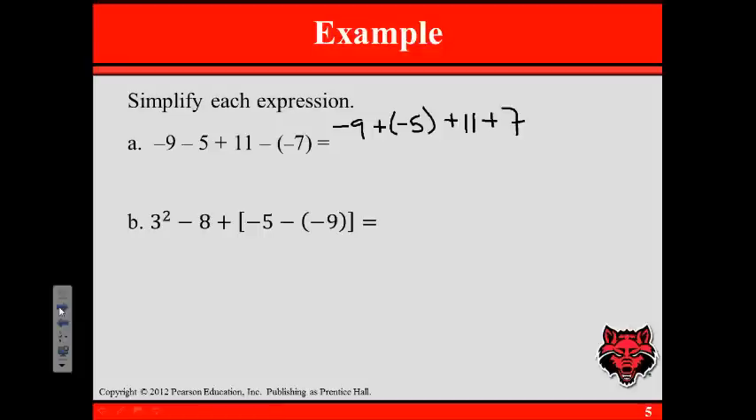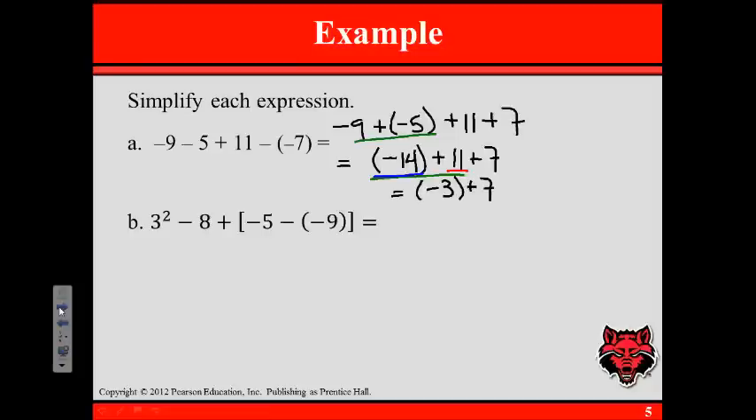Going through our order of operations, we have all additions, so we go from left to right. -9 and -5 both have the same sign, so we add the absolute values, which is 14, and we keep the sign. Still going from left to right, we have -14 and +11. We have different signs, so we subtract the larger absolute value, which in this case would be 14, minus the smaller absolute value, which in this case would be 11. That subtraction gives us 3. And since 14 had the larger magnitude, it will be -3.